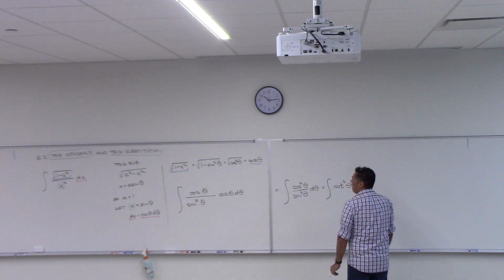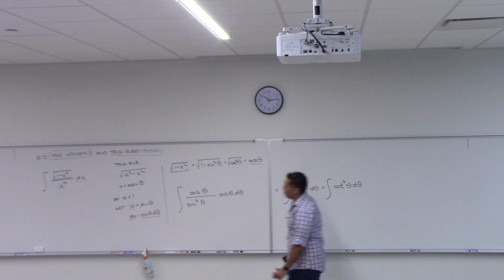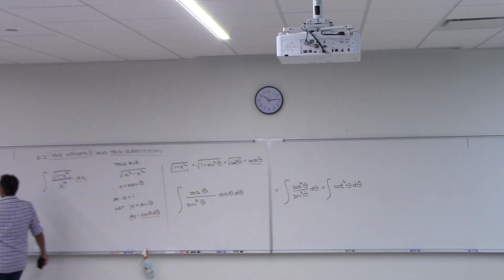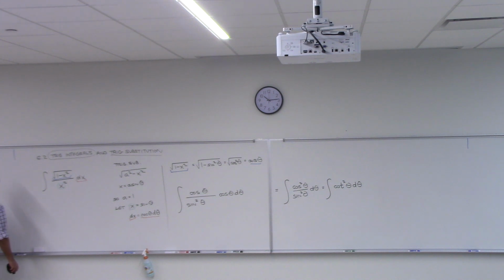Last class we talked about the Pythagorean identities. I'm going to put it off screen. What were our Pythagorean identities? Sine squared x plus cosine squared x is 1, right? The other one we should know is tangent squared x plus 1 is secant squared x. And there's a third one. What is it? 1 plus cotangent squared x equals cosecant squared x, right? Those are our three Pythagorean identities.